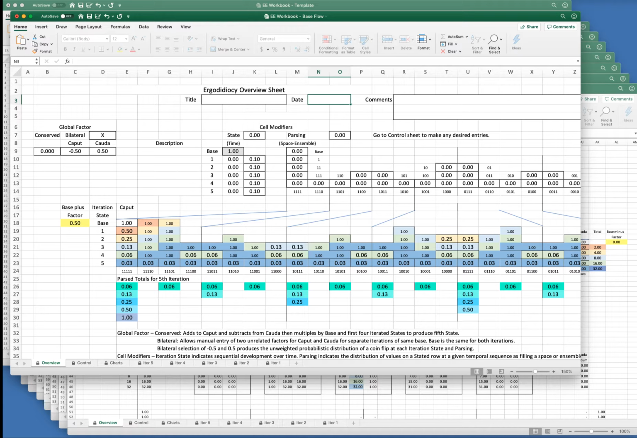We will take a look at this in some detail. All the data other than the option to enter a title, date, and comments at the top of each sheet is entered on the control sheet accessed on the bottom tabs.